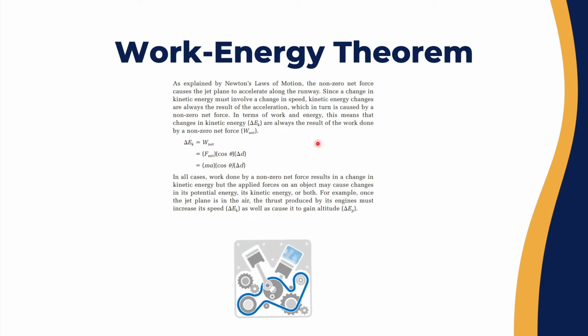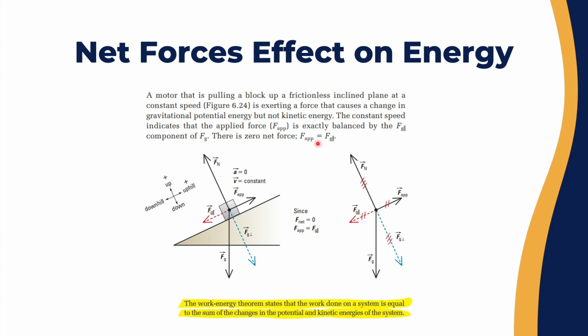In all the cases, work done by a non-zero net force results in a change in kinetic energy, but the applied forces on an object may cause changes in the potential energy, the kinetic energy, or both. For a jet plane in the air, the thrust produced by its engine must increase the speed, delta EK, and cause it to gain altitude, in this case gaining potential energy while it is gaining kinetic energy at the same time. Now let's study the net force's effect on energy.